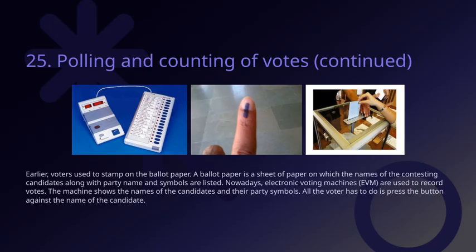When a voter approaches the EVM, they see the names of the candidates along with their party symbols displayed on the screen. All they need to do is press the button next to the name of their preferred candidate. This shift from manual stamping to electronic voting has made the process much faster, more transparent, and less prone to errors. It's a great example of how technology is improving our democratic process, making voting easier and more accessible for everyone.